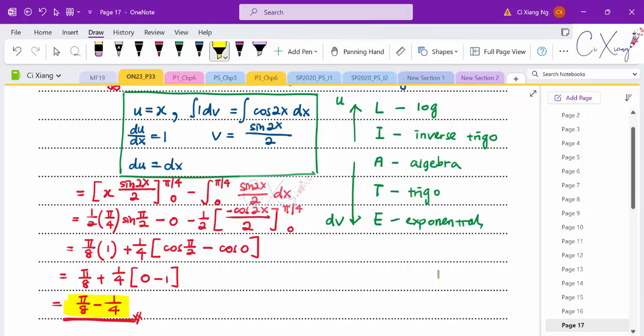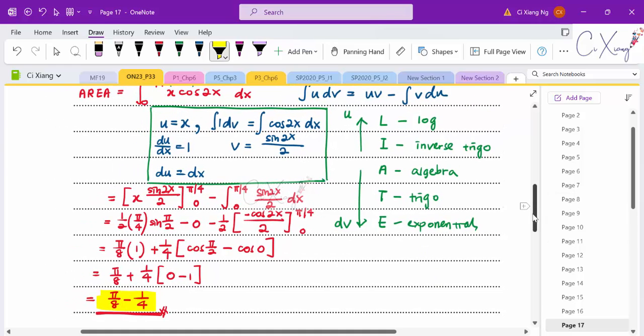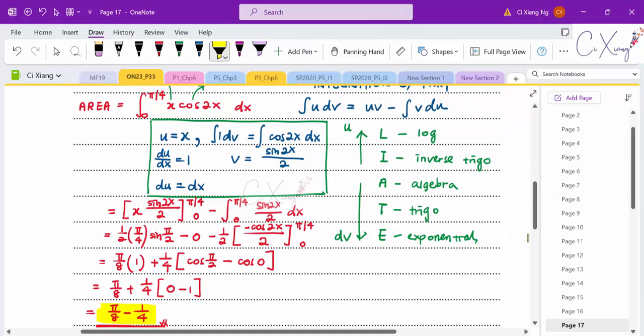This particular method, we call it integration by parts. I hope that you know the rules and also the detailed steps to set up the solution. So this is how we solve question number 10.